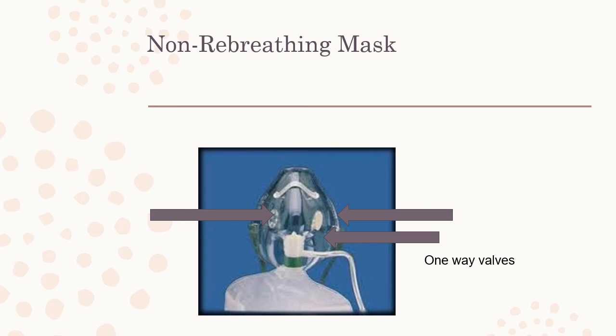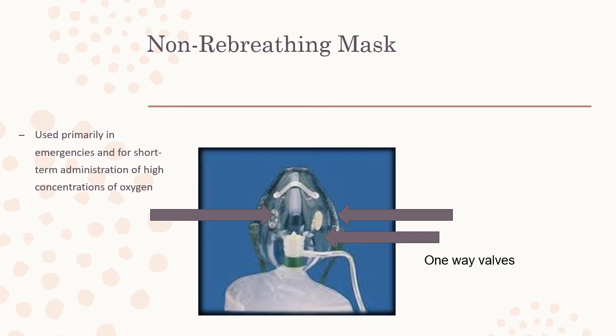The non-rebreathing is similar in design to the partial rebreathing mask, but has one-way valves that function to keep the patient from rebreathing any exhaled gas. A one-way valve located between the face mask and the reservoir bag allows 100% source gas to enter the mask during inspiration, but unlike the partial rebreathing mask, it prevents any of the patient's exhaled gas from entering the bag. This is used primarily in emergencies and for short-term administration of high concentrations of oxygen.